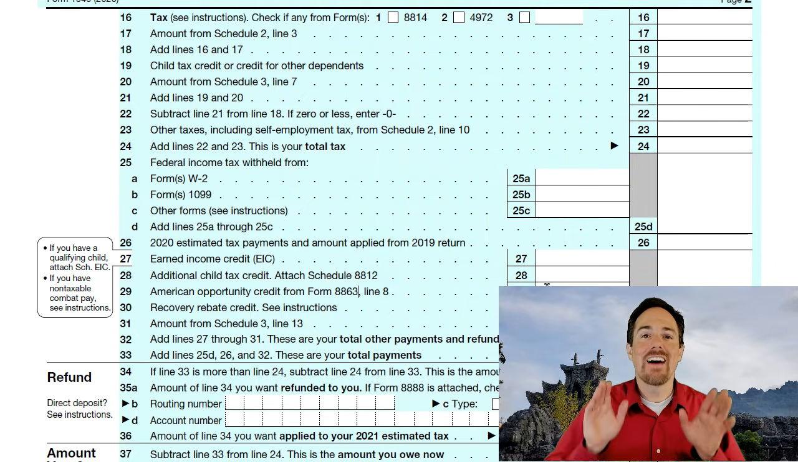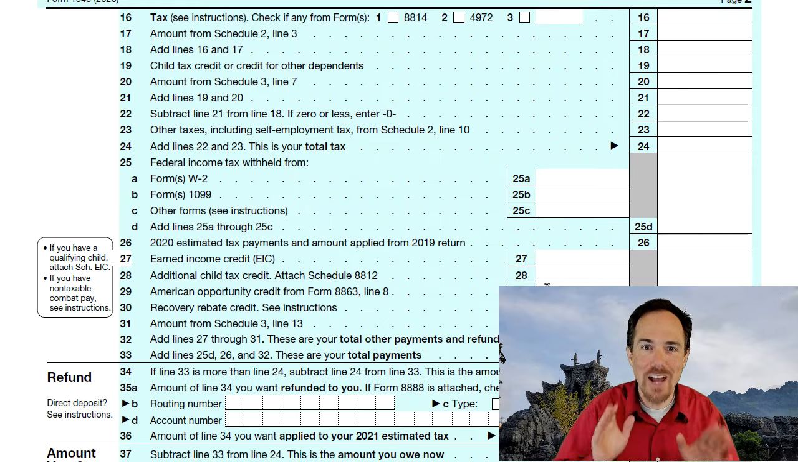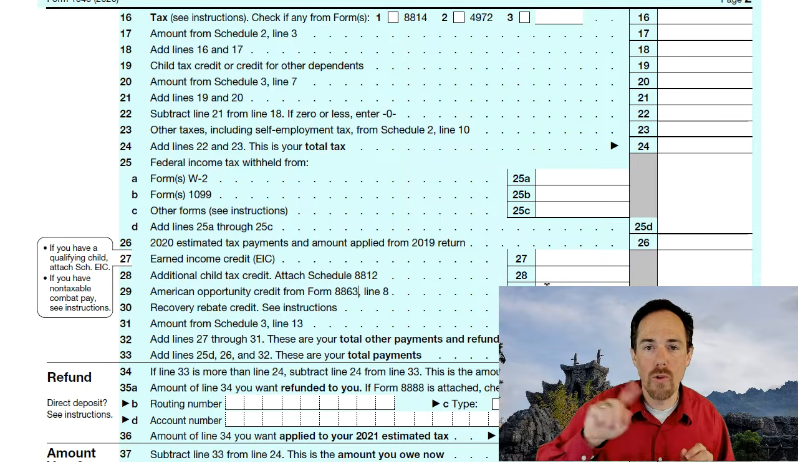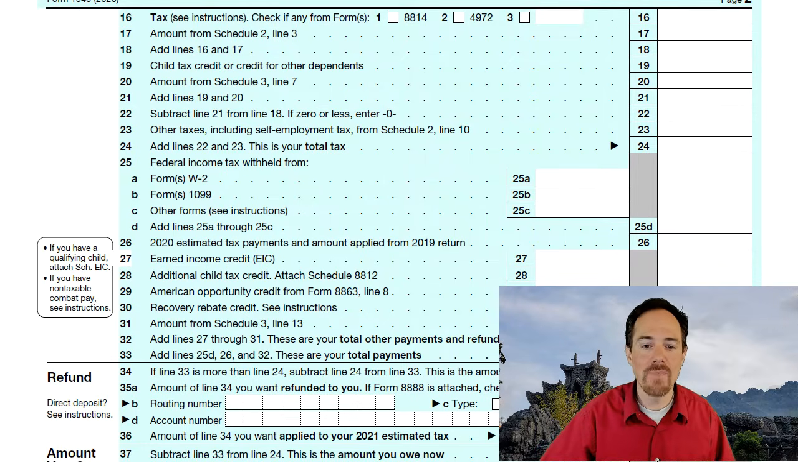Once again, most undergraduate students should be able to claim at least $800 on this line for 4 years, or their parents should claim it if they're a dependent. Now, what if you didn't?